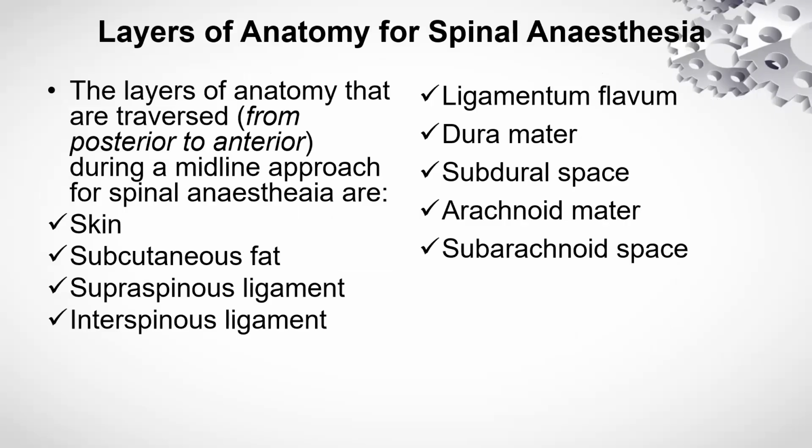Okay, so layers of anatomy of spinal anesthesia. If you're starting from posterior to anterior, since you're going to do your spinal from the back, we have the skin, traversing the skin, subcutaneous fibers, supraspinous and interspinous ligament. We have the ligamentum flavum before the dura mater. And once you pierce the dura mater, you enter the subdural space, arachnoid, and the subarachnoid space.